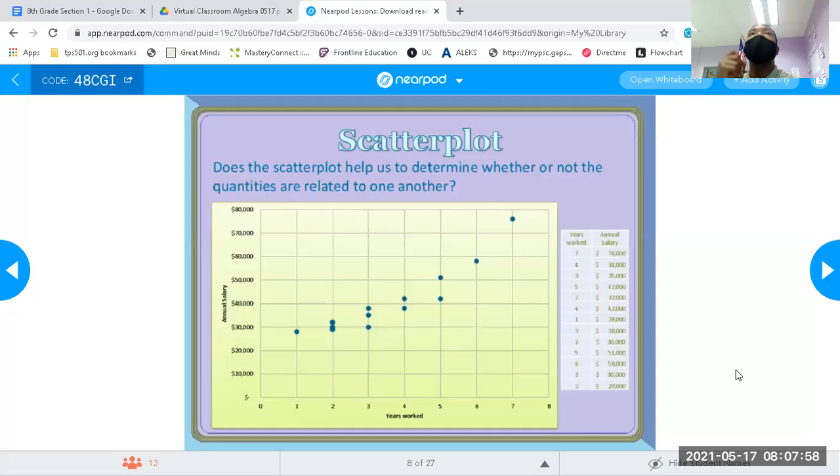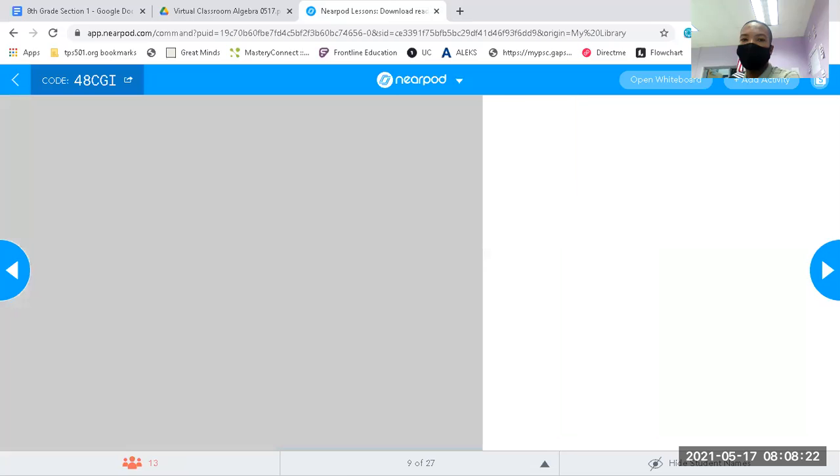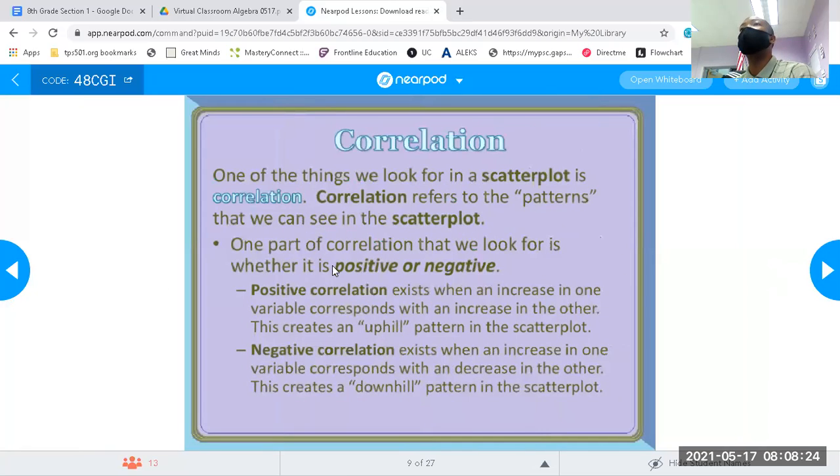Now, whenever we're looking at scatter plots, we want to ask ourselves if this scatter plot helps us determine whether or not there's a relationship between the two quantities. Whenever we're plotting lines, we use lines to determine if there is a slope, if there's a rate of change, or if there's a connection between the two quantities. And that's where we introduce the term correlation. This is something that we will need to know.